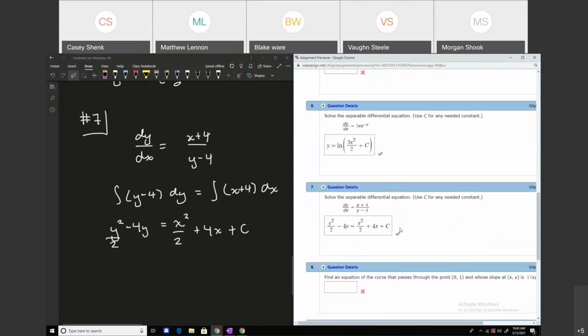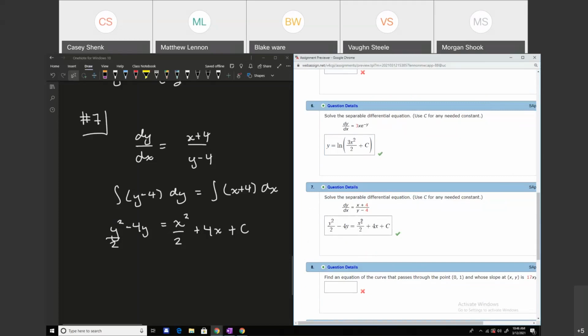See, so that's the thing. On the one hand, they make you solve for y in number 6, but they don't in number 7. I don't know why. Could you do it? You could, but you'd get 2 separate curves, because when you solve a quadratic like this, you'd end up with a plus or minus in terms of x.